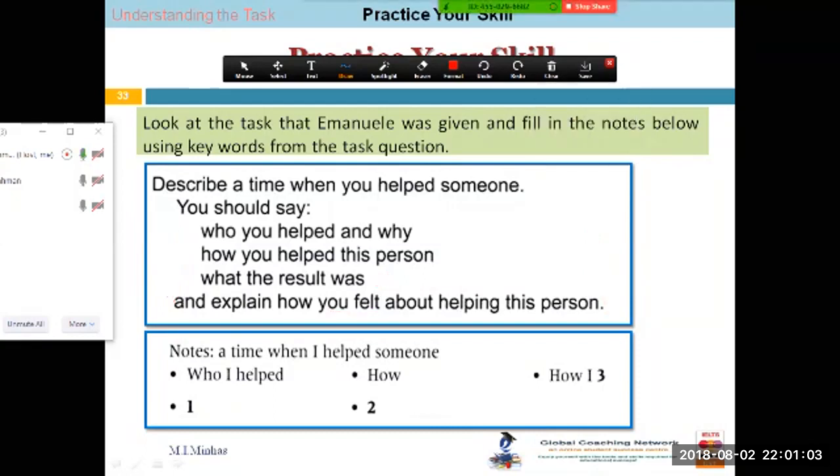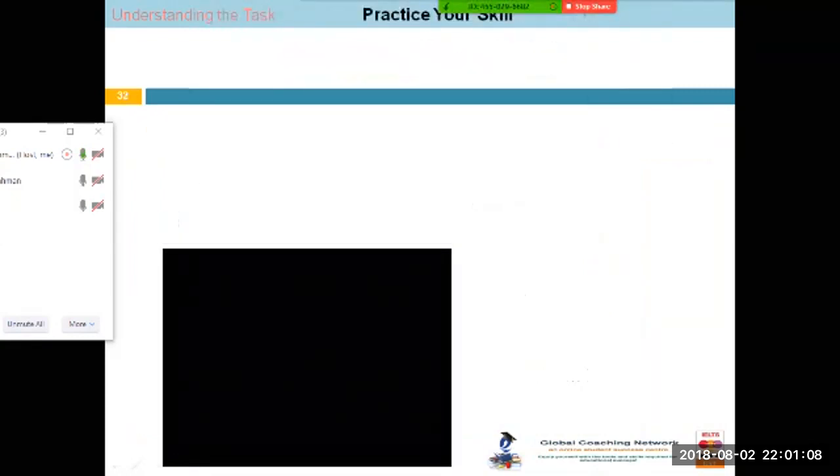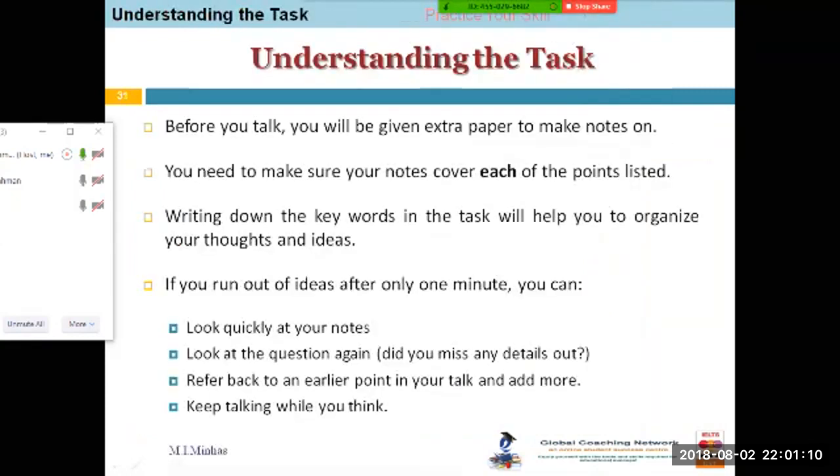This point is clear, that whenever you are short of ideas or you have covered all the points, but still there is time, you can refer back to an earlier point in your talk and add more. Is that clear? Yes, sir.